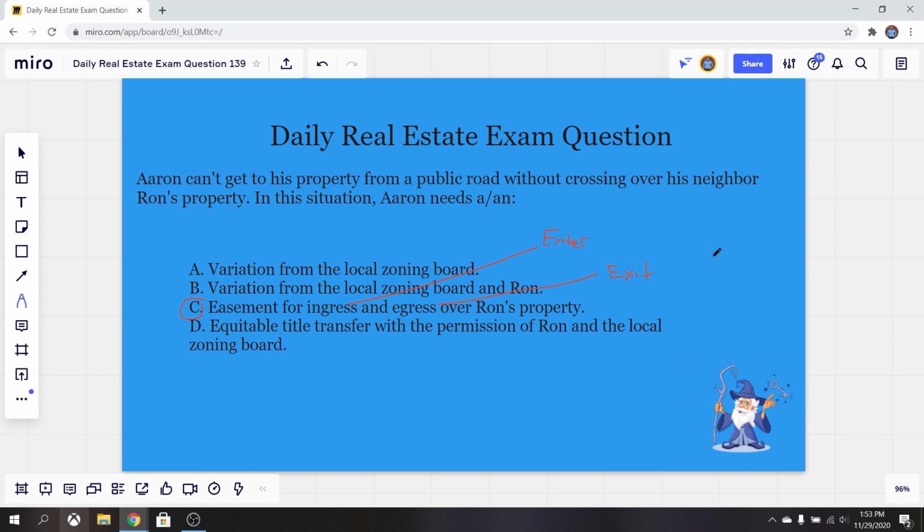This was a little bit of an interesting question. It's kind of like a story problem, and it's asking us, how do we solve it? How do we help Aaron? How do we figure this problem out? And again, Aaron would need an easement for ingress and egress over Ron's property. So yeah, that's going to be pretty much it for this one.